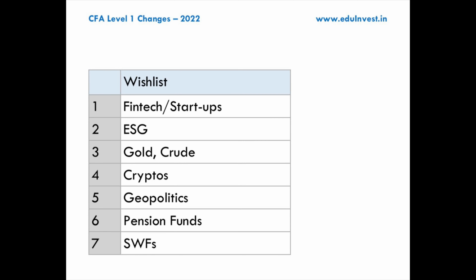And finally, this is my personal wish list, maybe for the future: institutes should include some geopolitical aspect, maybe in macroeconomics or somewhere in the other discussions, about how global politics shapes and affects the financial markets. That would be a great thing. So: fintechs, cryptocurrencies, discussion on startups, gold, crude, bitcoins, pension funds, sovereign wealth funds, and geopolitics. Too much to ask from the institute, but they can perhaps pick up some of the things.